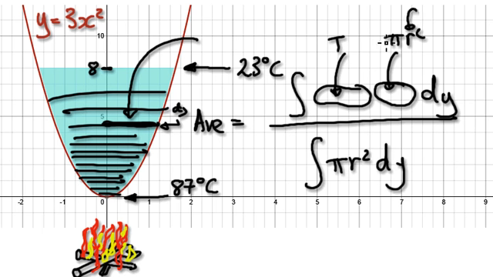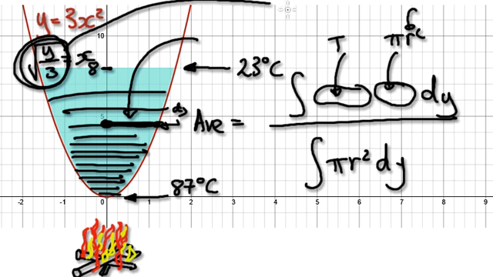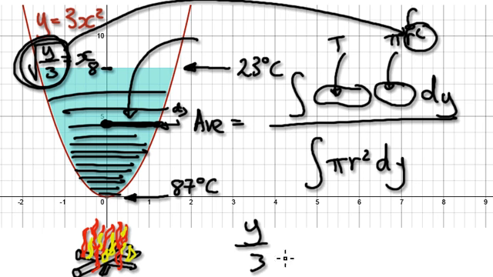And don't forget this r here, this radius. This radius is really you rearranging this. So the radius will be y over 3 and then square root it. So that will give you x. So the radius is root y over 3. But if you put it into here, you've got to square it now because it's pi r squared. So when you square it, it will be y over 3. Well, bear that in mind later on.